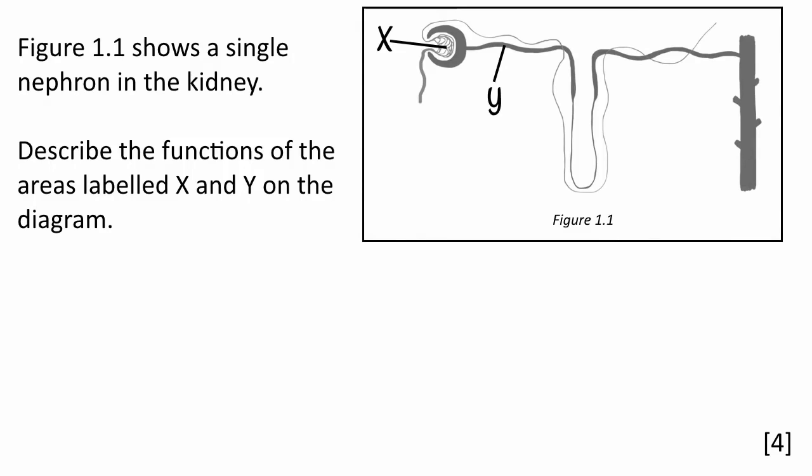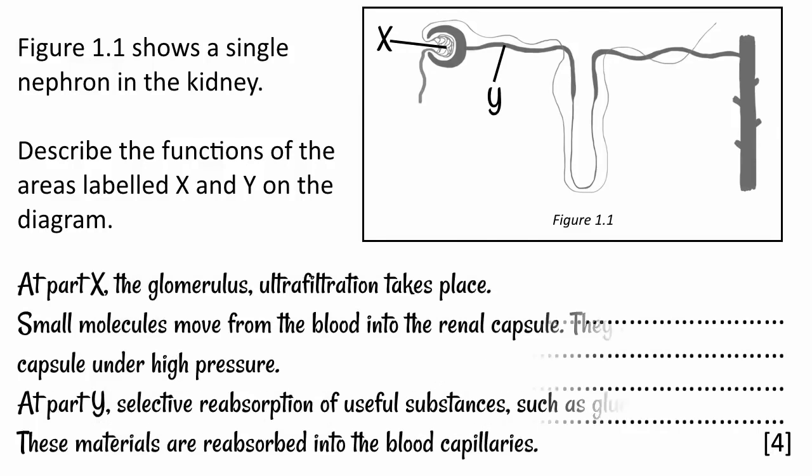Obviously, because this is quite a difficult topic, this is a place where people can quite easily lose marks in exams, so let's look at a possible question. The diagram shows a single nephron in the kidney. Describe the functions of the areas labelled X and Y on the diagram, and you should recognise that X is the glomerulus and Y is the tubule. So it's a 4-mark question. Let's see what you might say.